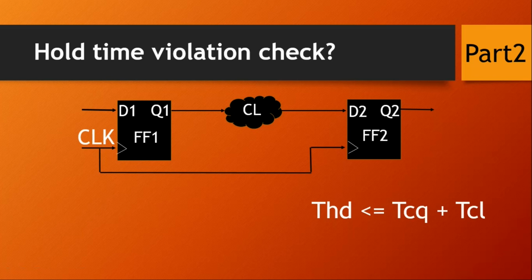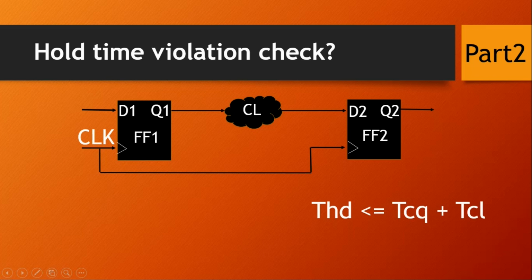Friends, one thing that is quite important and most noticeable here: we are doing hold time violation checks at the same active edge of the clock, unlike setup time violation checks where flip-flop 1 was transmitting data on the nth active edge of the clock and we were doing the setup time violation check on the n plus 1 active edge of the clock. But in hold time violation checks, we are doing the analysis on the same active edge of the clock.